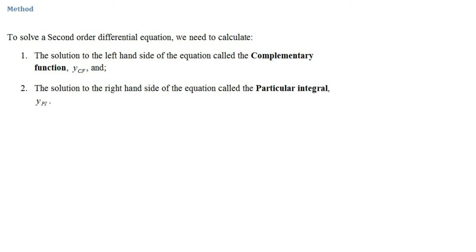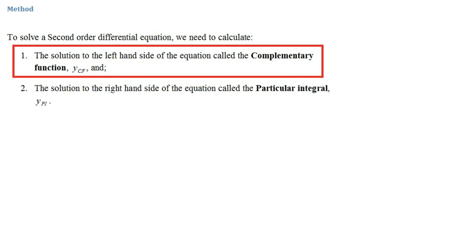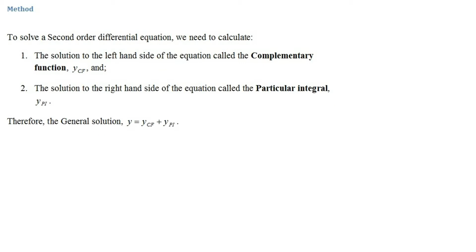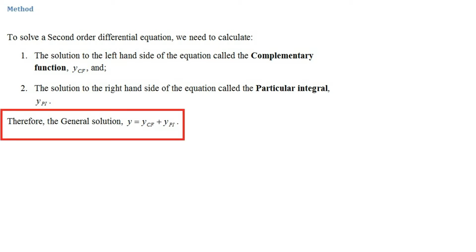Okay, so remember, we need to calculate two things: the solution to the left hand side, known as the complementary function, as well as the solution to the right hand side, called the particular integral. In order to work out the general solution, y will be the complementary function plus the particular integral. So y will be ycf plus ypi.